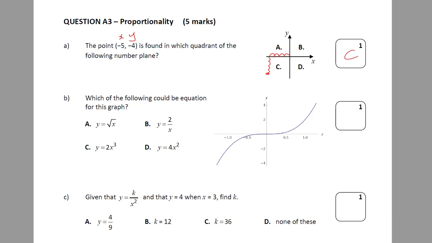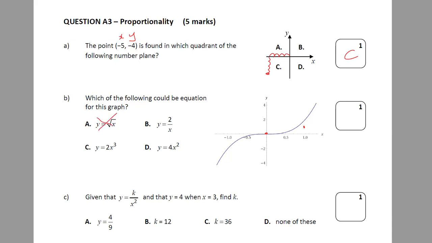Which of the following could be the equation for this graph? We're not expected to know anything too technical about these. We can always refer to a table of values where we just test some points. Like I might say root x, well, what's root 0? 0. What's root 1? 1. It already can't be that. What's root 2? 1.4. It already can't be that one. I also know that the square root of any negatives doesn't exist, so it's not that.